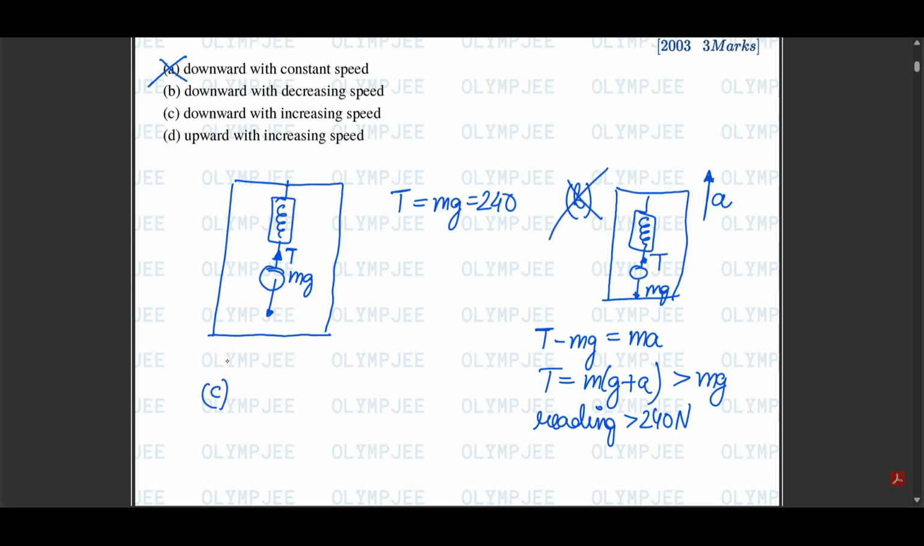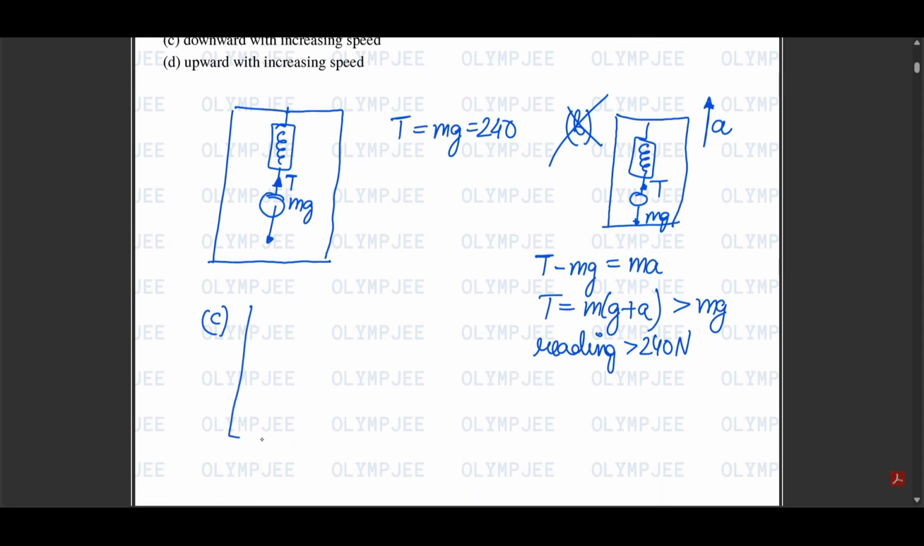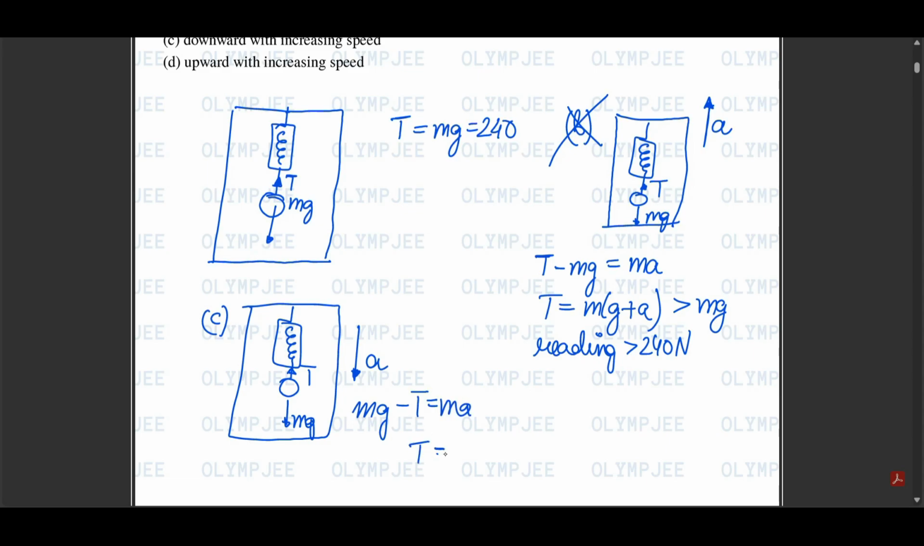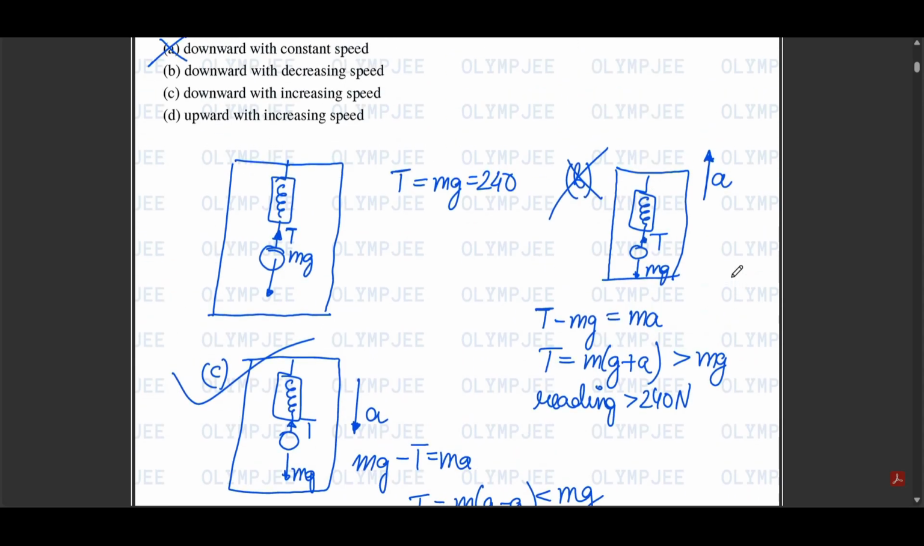C option says that it is moving downward with increasing speed. So the acceleration is downwards. So mg is acting downwards and tension is acting upwards. So mg minus T is equal to ma. So tension will be mg minus ma, and since this is less than mg, the reading will be less than 240. So option C is correct, because 220 is less than 240. So option C is correct.